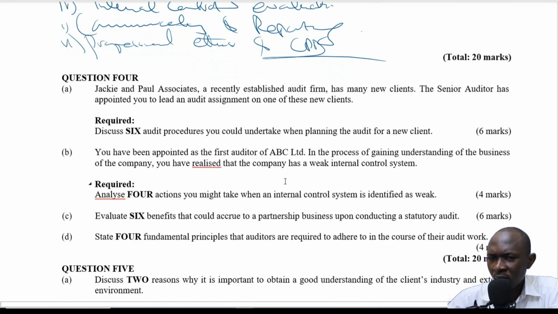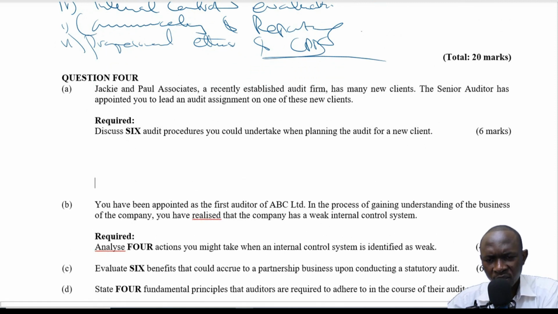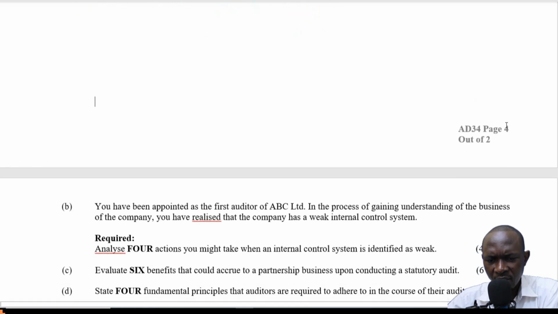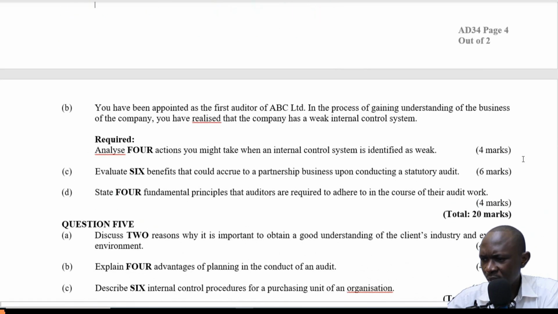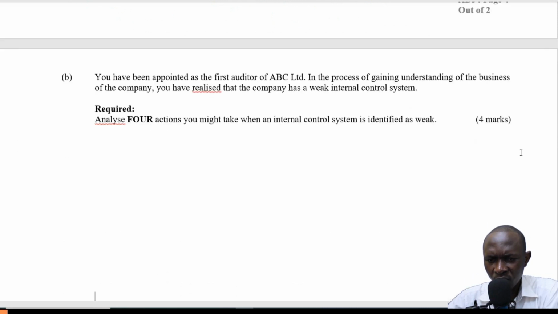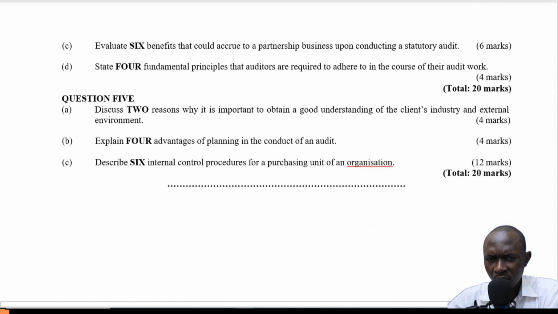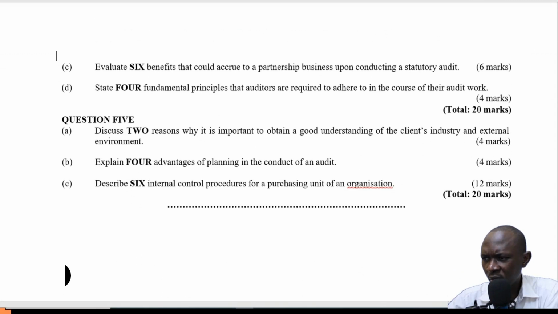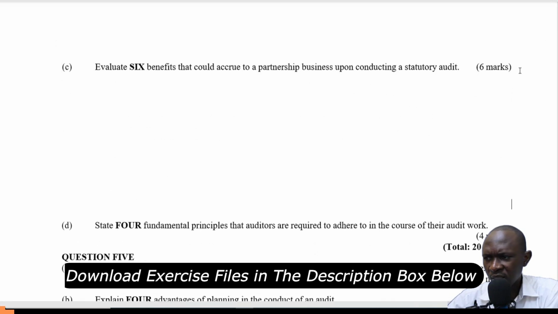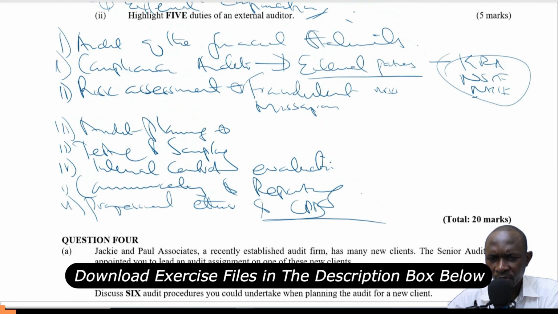So welcome again, and this time we will be discussing question 4 of the ATD April 2023 paper. This is the Audit April 2023 paper, and specifically we'll be looking at question 4 of it. So let's start with the first item.